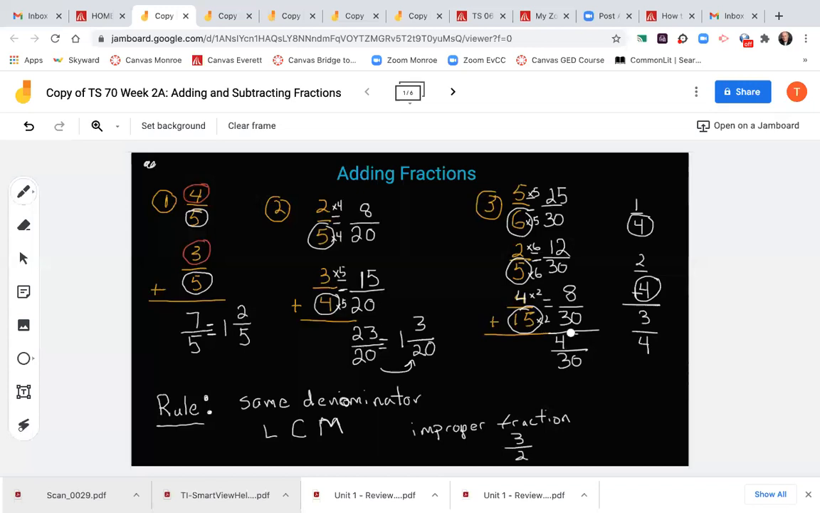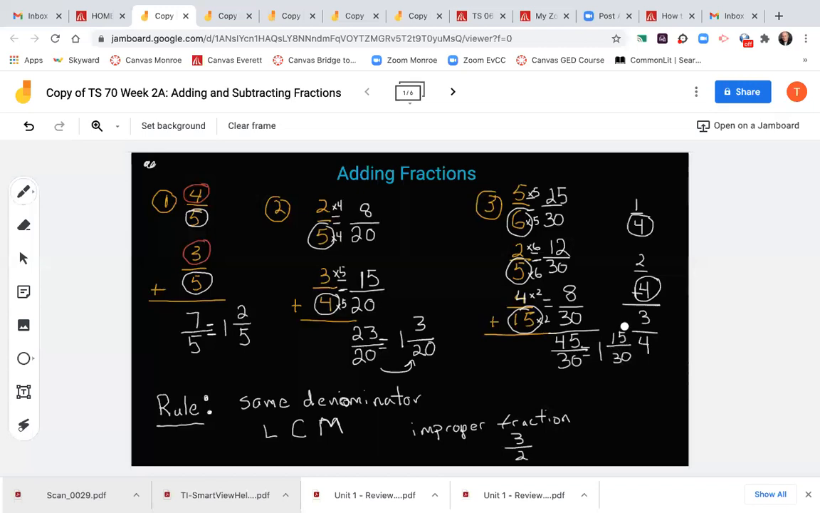That again is an improper fraction because 30 goes into it 1 time. How many are left over? 15, because the difference between 30 and 45 is 15. If you subtracted them, you'd get a 15, okay?